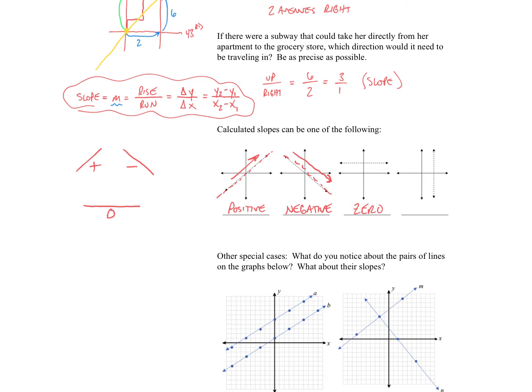And then finally, what do you believe the slope is of this final line? And this is the tricky one. This is the situation where it's undefined. And so you know a slope is undefined if it's totally vertical.